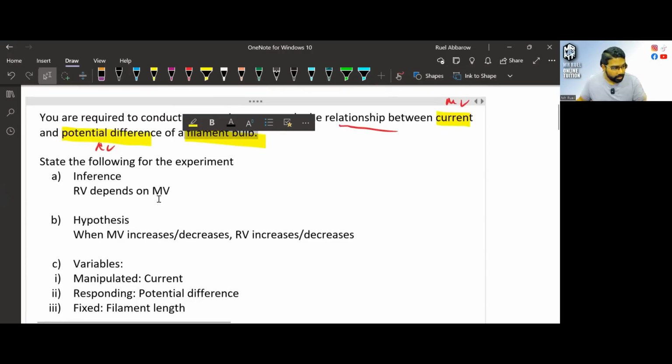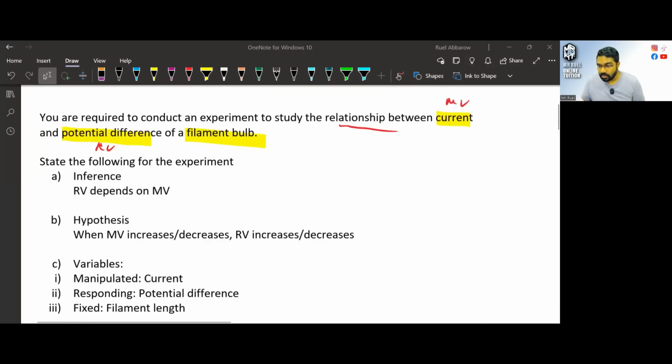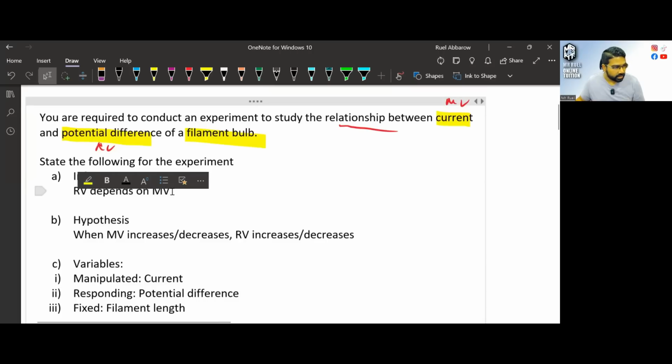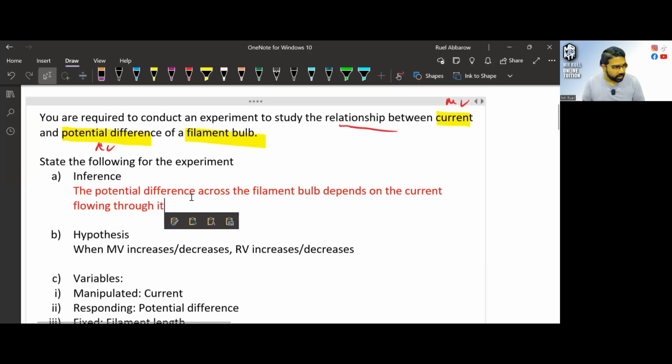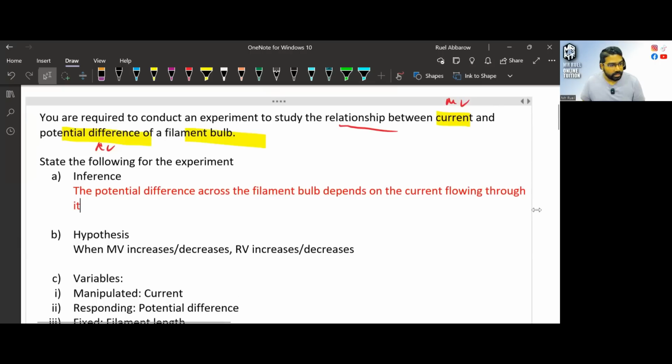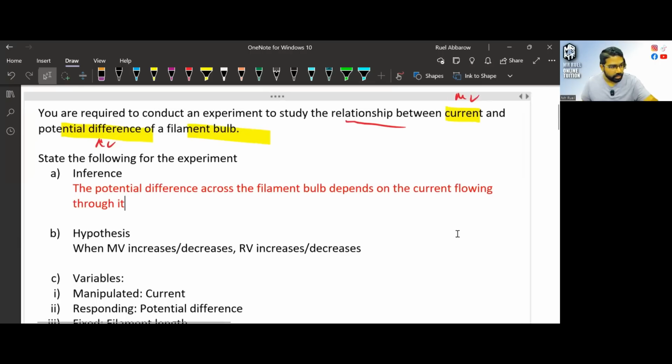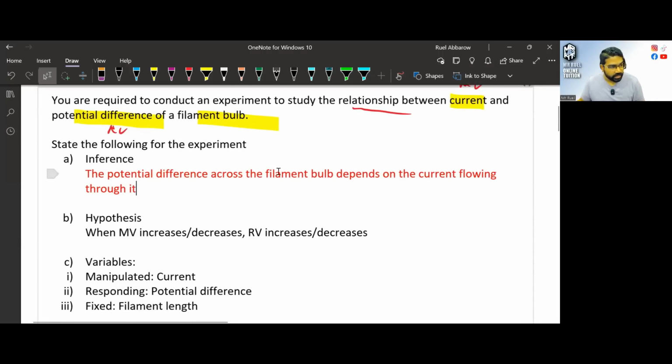All right. It depends on the MV. What is the MV here? Current. Again, be a bit more specific. Current flowing through the filament bulb. So this is a sample answer. Again, class, this is all sample only. You can pause the video and copy and go through it if you need. So the potential difference across the filament bulb depends on the current flowing through it. This is the inference. Inference is always like this.